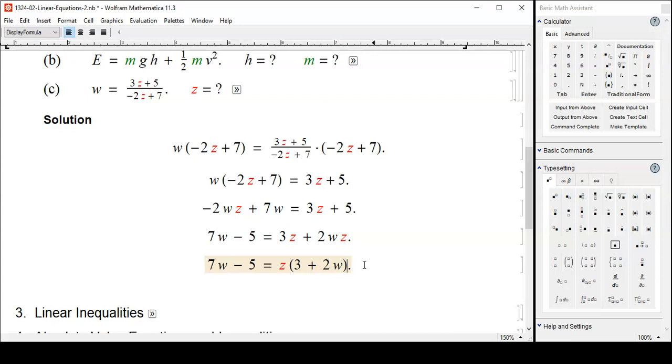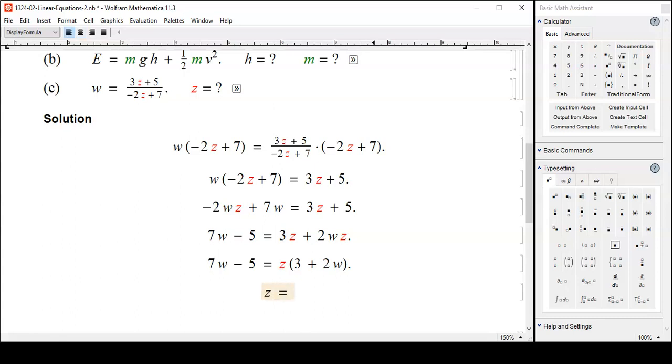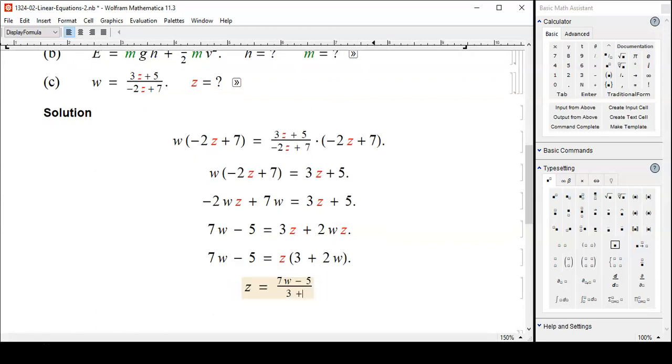Alright, I'm ready. Divide this thing away, and I have the final answer. z is 7w minus 5 divided by 3 plus 2w. That completes the problem. If you prefer, you can write it as 2w plus 3, but it's okay. Addition is commutative, so all is okay.